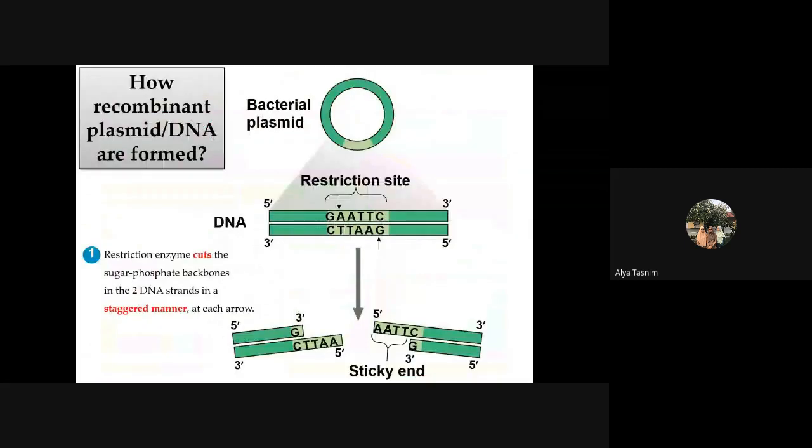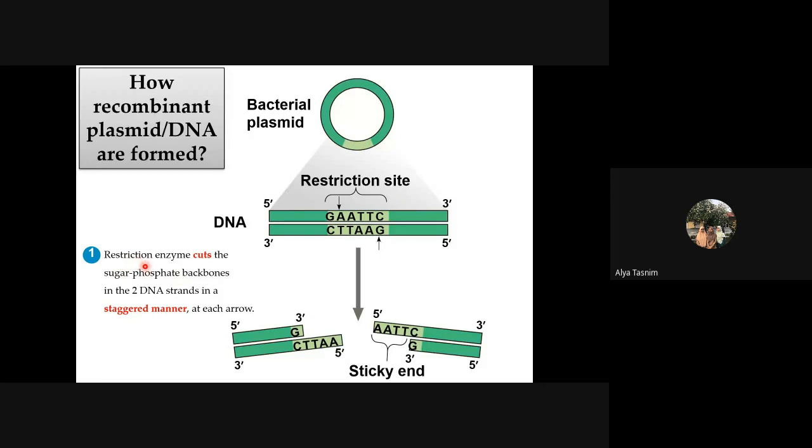Okay, so how are recombinant plasmid or DNA formed? So this is bacterial plasmid. Remember, bacterial plasmids are double-stranded DNA, circular double-stranded DNA that are found in bacterial cell. Okay, so here you have the restriction site, for example, GAATTC. So you cut the restriction site using a restriction enzyme.